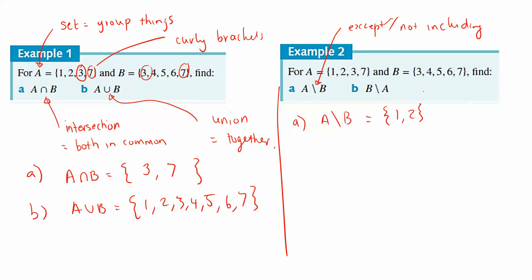Now if you do it the other way around, B excluding A would have to then be? What's B excluding A? What would my answer be in this case? What's in B where I don't want to have A? 4, 5, 6. Yeah.